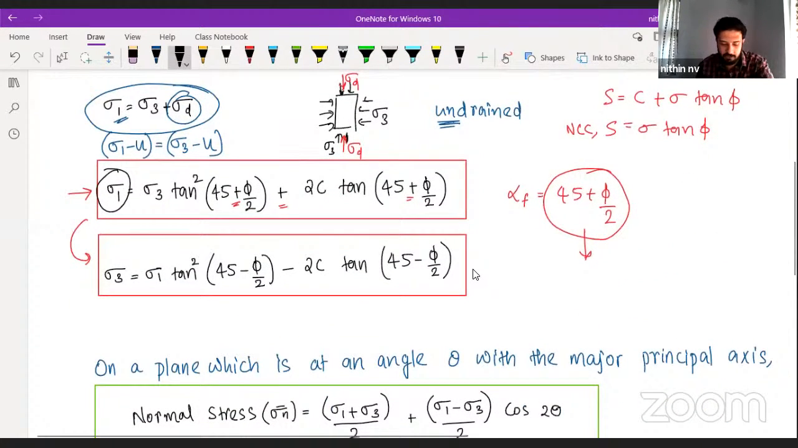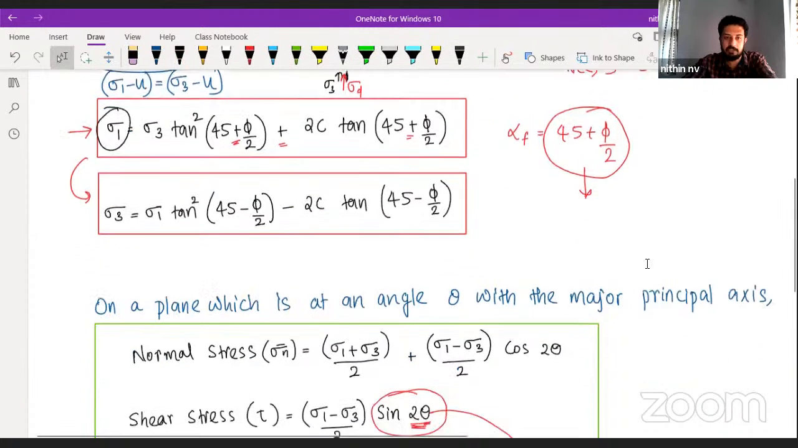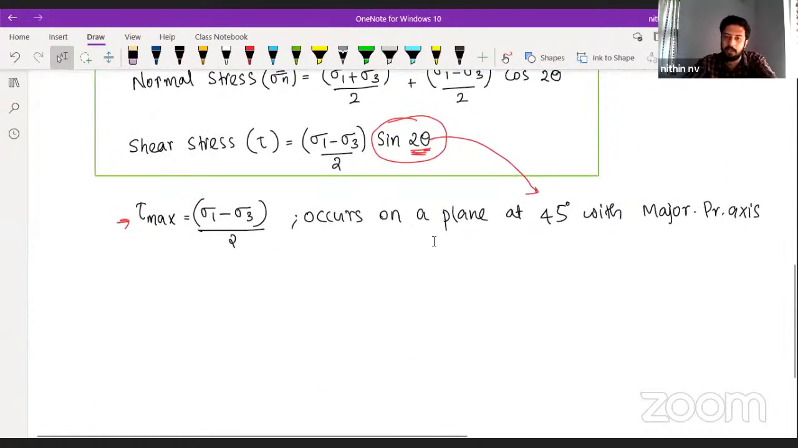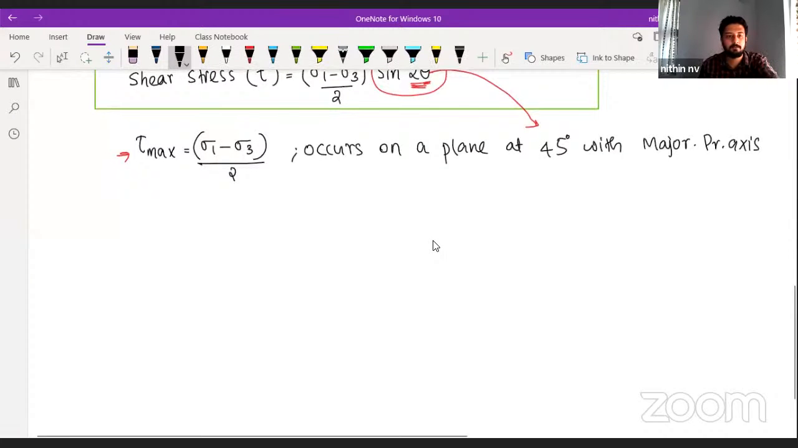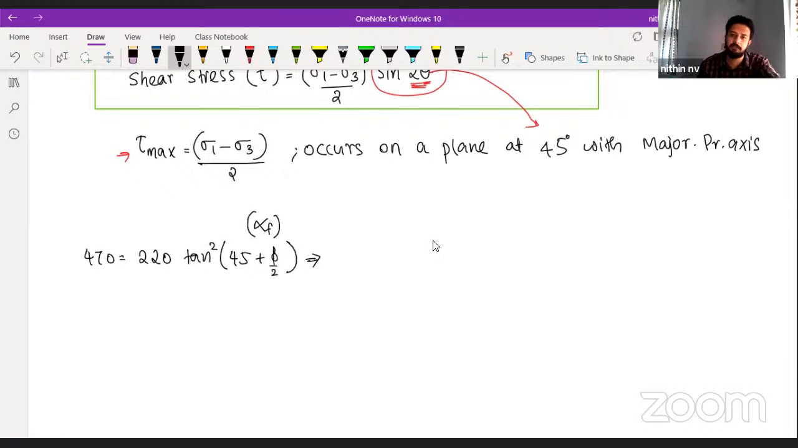Everyone tell me how much is the phi value you are getting. 470 is equal to 220 tan square 45 plus phi by 2. Please calculate and tell me how much it will be. You are going to get alpha f here. Why f? Because of the failure plane making an angle, so generally we give the notation alpha f.